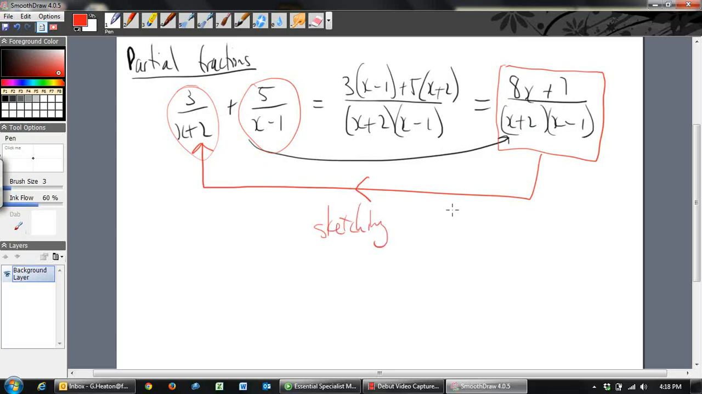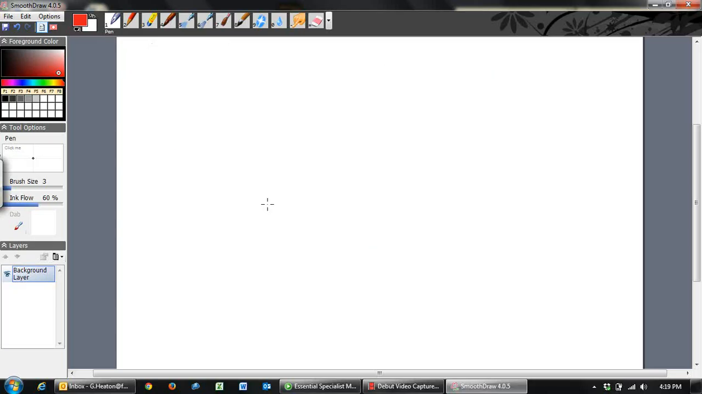The second reason we do it is for integration purposes. We don't know how to integrate this as a whole, so what we do is we break it up into two bite-sized chunks. We know how to integrate this, we know how to integrate this, and so it's much more serviceable. So that's why we do it, and so let's just have a look at what we do.